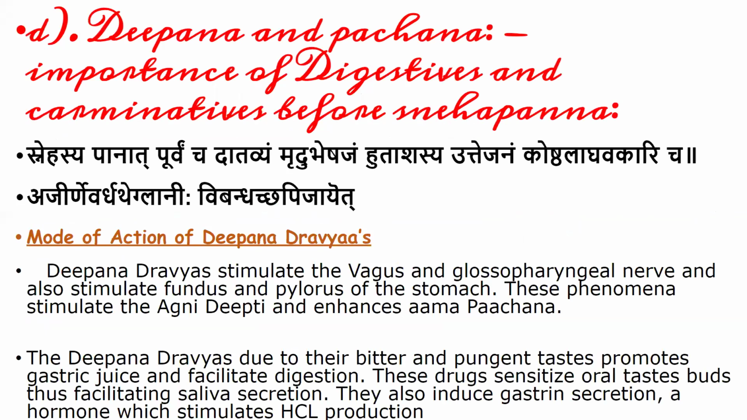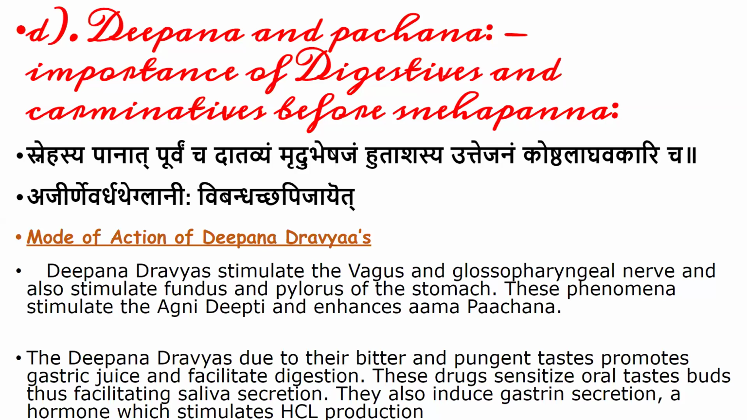So basically, to improve the Agni, to have a proper bowel movement, to prevent Ajirna and to relieve constipation. That's why you should give this, to increase the Agni. Pachana Deepana should be given to increase the Agni, to digest the Ama, and relieve constipation. Mode of action: Deepana Dravya stimulates the vagus and also stimulates the fundus and pylorus of the stomach. These phenomena stimulate the Agni and enhance the Ama Pachana. The Deepana Dravyas, due to their bitter and pungent taste, promote gastric juice and facilitate digestion. These drugs sensitize the oral taste, thus facilitating saliva secretion. They also induce gastric secretion and hormones which stimulate HCl production. That's what the Pachana Deepana drugs do.